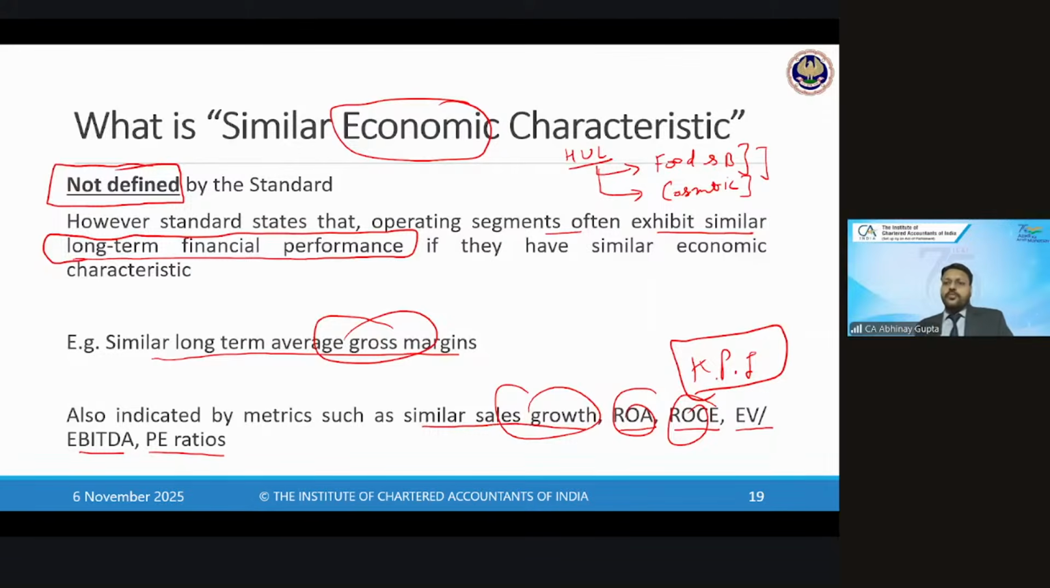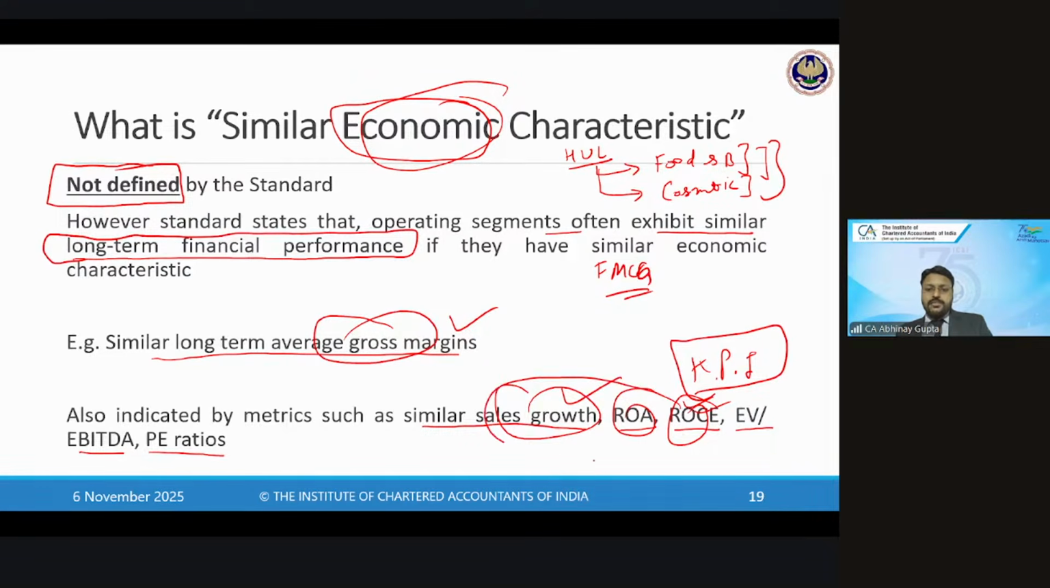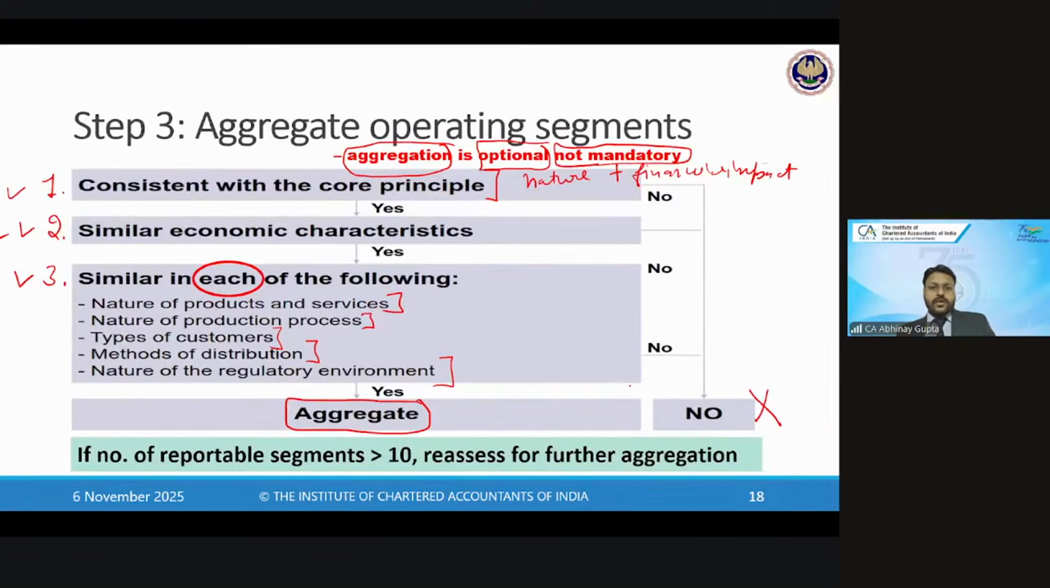So in this example, food and cosmetic, in spite of the fact enjoying the similar economic benefits, assuming same gross margin, same sales growth, same ROA, ROC, etc., that management is getting to earn from these two components, will they be able to aggregate these operating segments into one, calling it say FMCG? What do you think? Fast moving consumer goods. Aggregation possible in this case? No. In spite of the assumption which we made that they have more or less similar KPIs, we have other conditions too, right?